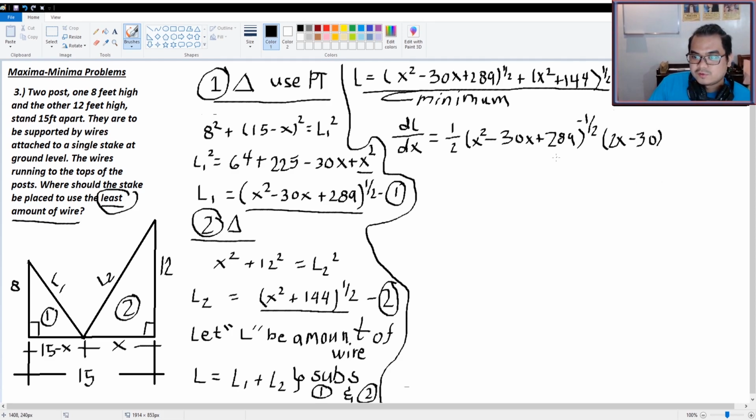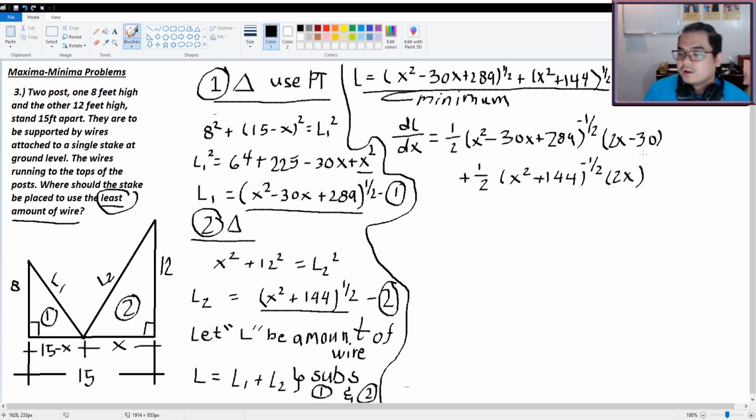And then the derivative of the other one will be plus 1 half again going down, times x squared plus 144, again 1 half minus 1 is negative 1 half, and the derivative of x squared plus 144 is 2x. Of course, if you have to minimize or get the maximum of any value, the first derivative must be equal to 0. So this must be equal to 0.